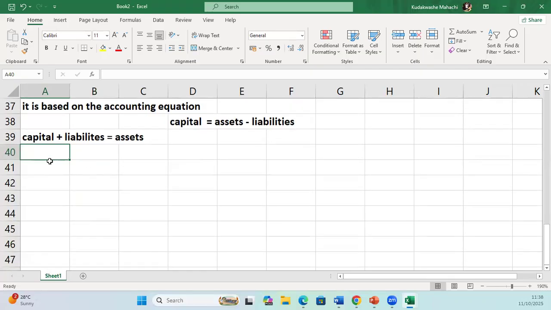So if you want to prove that, you start with the assets. You add all the assets, and you add all the liabilities and capital. These are supposed to balance. The total assets, and total liabilities and capital, if we add them up, they should balance.